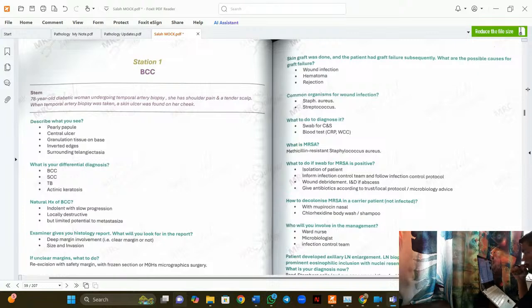Basal cell carcinoma. A 78-year-old diabetic woman undergoing temporal artery biopsy. She had shoulder pain and a tender scalp. When the temporal artery biopsy was taken, a skin ulcer was found on the cheek. Describe what you can see. It is a pearly papule.